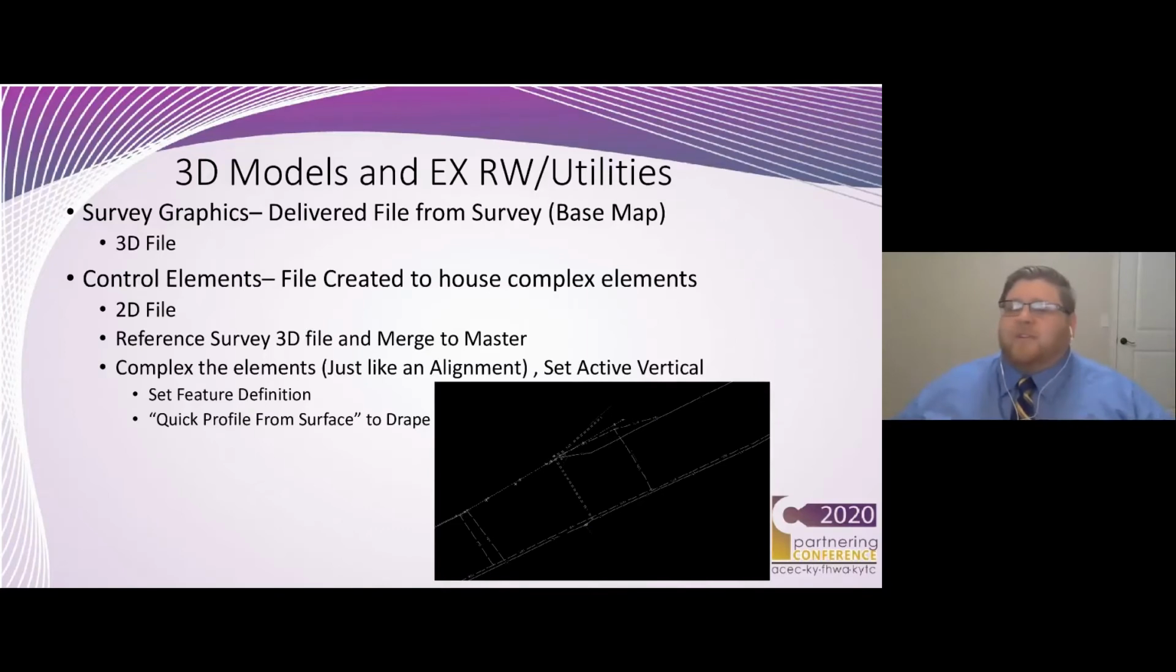So once you set the feature definition, that is what controls what you see inside the cross section, the cell. It'll pull that cell for you. And if you're using something like your existing right of way, you want to drape that like you did in Instance 2. And the tool for that is now called Quick Profile from Surface. It'll just drape your alignment across the surface for you.